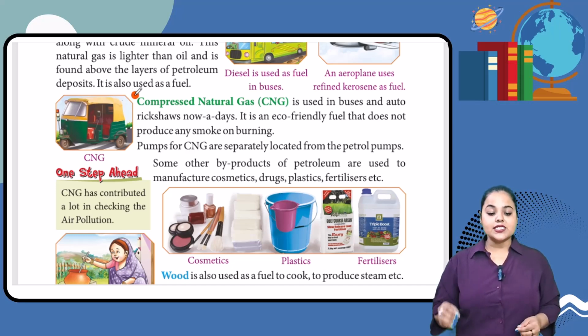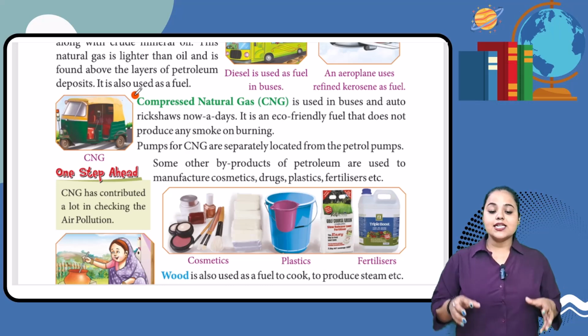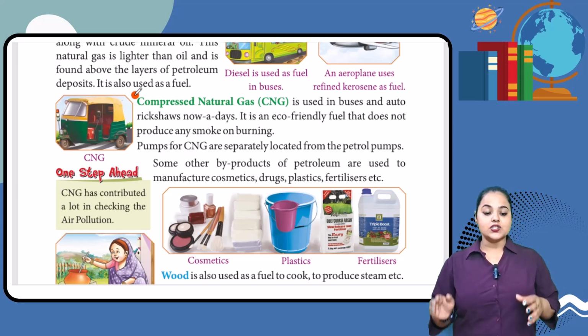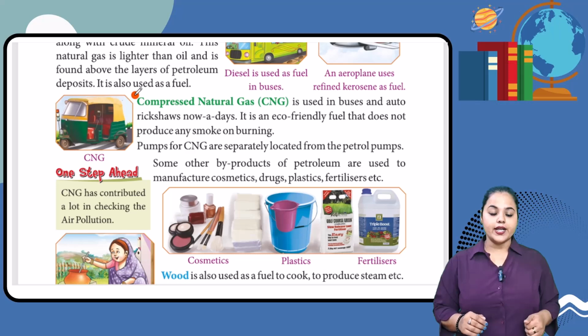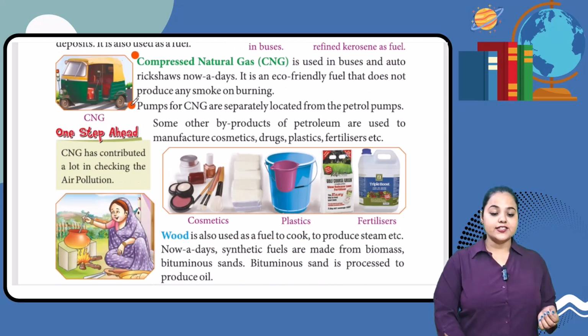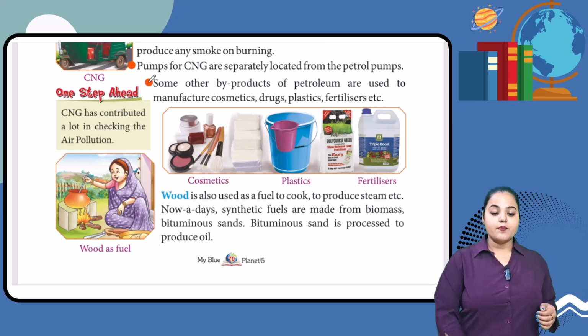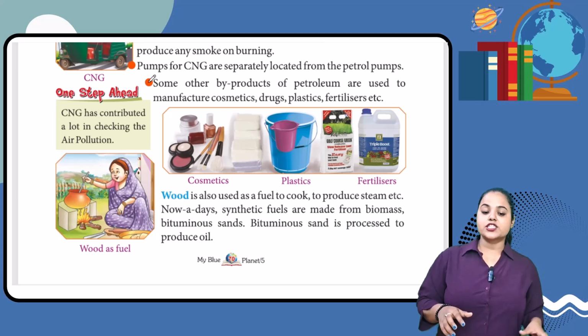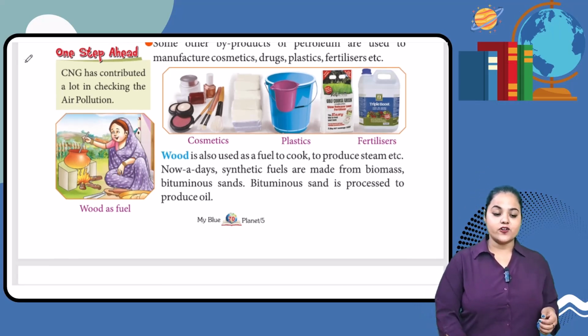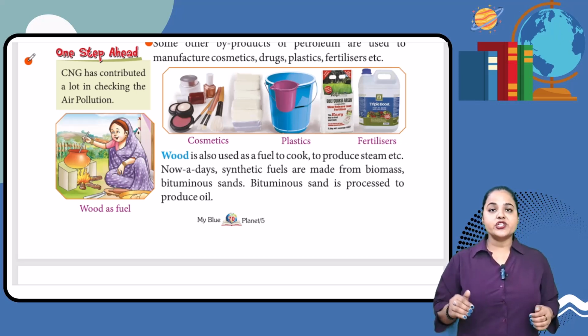So it is used in buses and auto rickshaws. Nowadays, it is an eco-friendly fuel that does not produce any smoke on burning. Then we have pumps for CNG. They are separately located from petrol pumps. Some other byproducts of petroleum are used to manufacture cosmetics, drugs, plastics, fertilizers, etc. One step ahead, CNG क्या है, CNG ने great contribution किया, and a lot, in checking the air pollution.